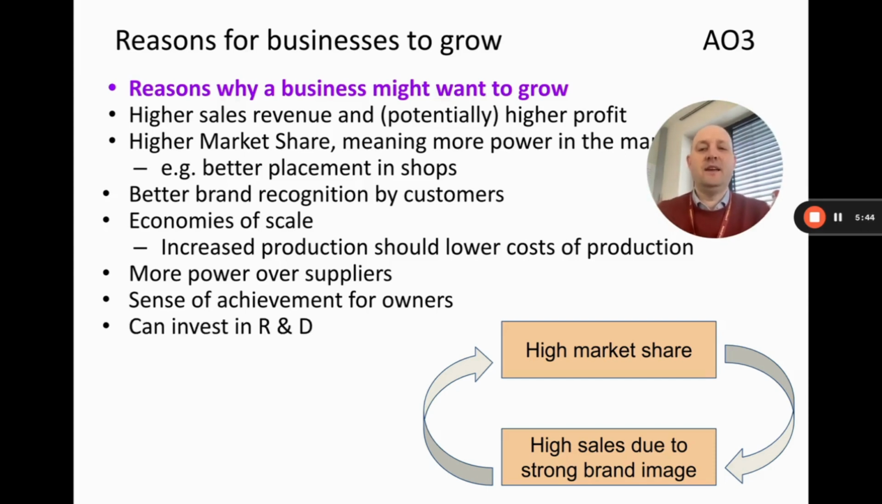And finally, we can invest in more research and development. So research and development is investing in basically ways in which we can make the business, the product better. And so the bigger the business is, the more of that we can do, which hopefully should give the business an advantage going forward. There are other reasons, but these are the main ones.